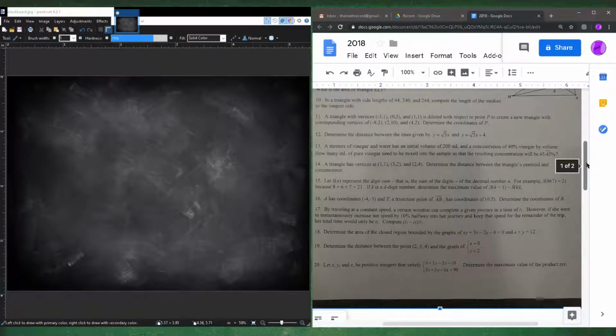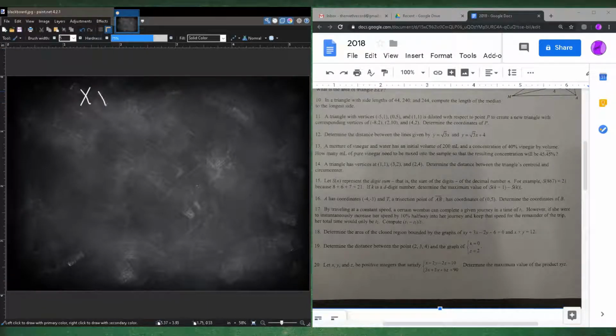Okay. Number 18. Determine the area of the closed region bound by graphs x times y plus 3x minus 2y minus 6 is equal to 0 and x plus y is equal to 12. Well, let's work with the first graph, which is x times y plus 3x minus 2y minus 6 is equal to 0. Okay, we're just going to factor by grouping.